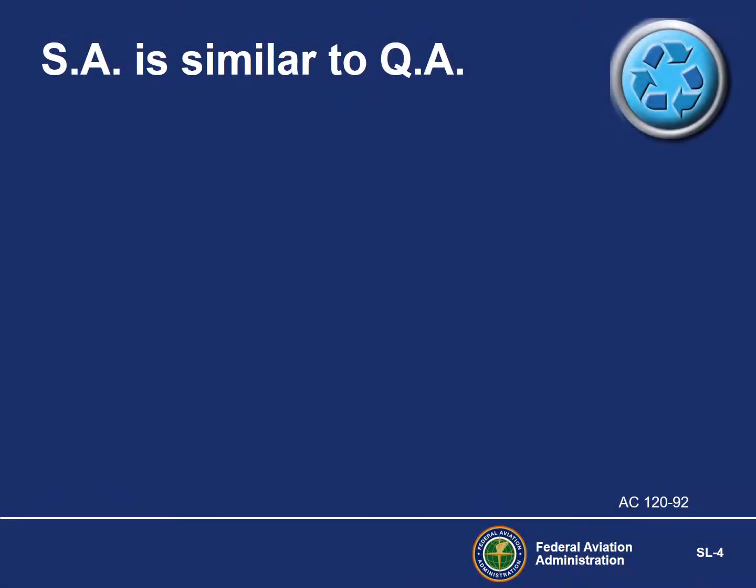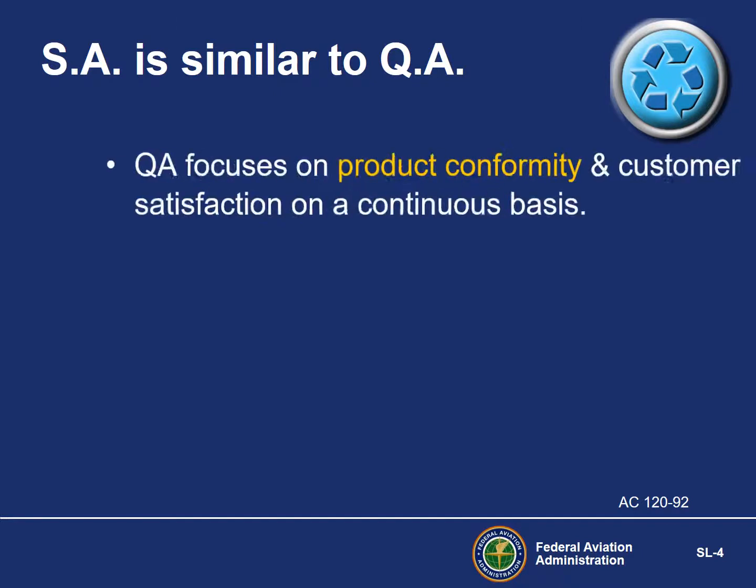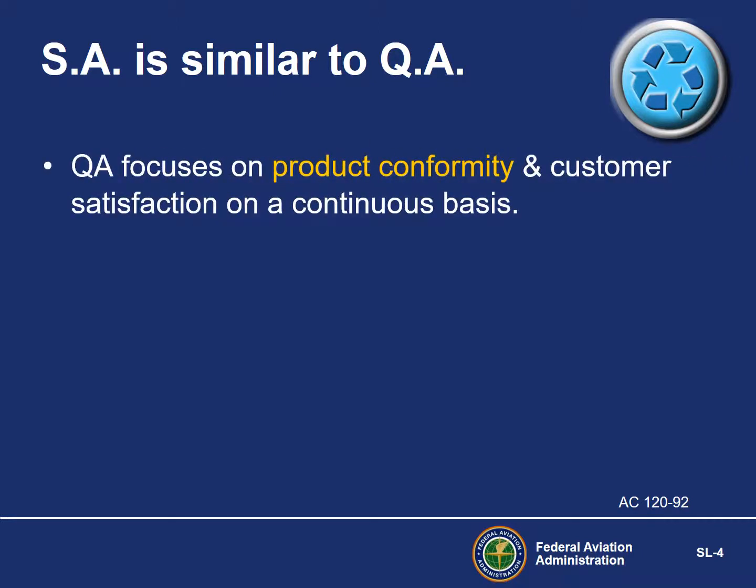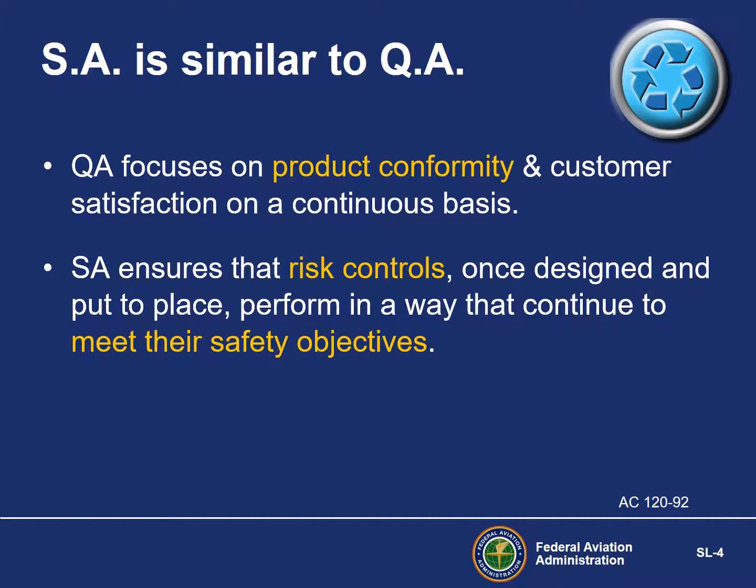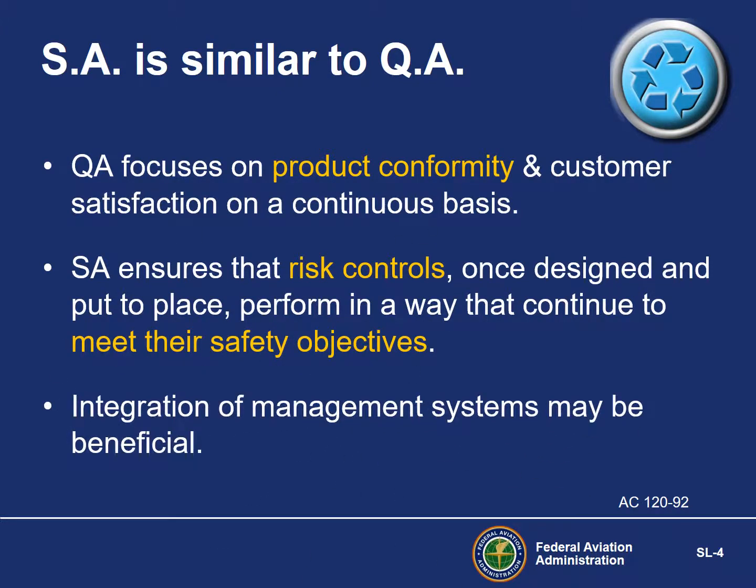Safety assurance is often confused with quality assurance. In truth, they both use many of the same principles and practices. Quality assurance focuses on continually controlling product conformity and customer satisfaction, such as meeting production goals. Safety assurance functions ensure that risk controls perform in a way that continues to meet their safety objectives. SMS encourages the integration of both systems for mutual advantage.